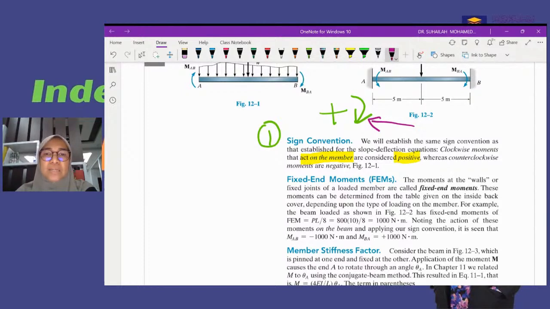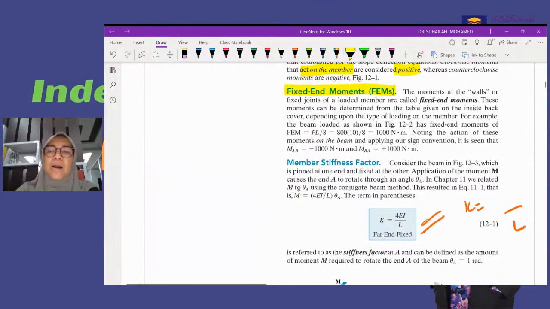We put the sign convention for fixed end moment based on the clockwise positive sign convention. Okay, so fixed end moment. And then we have to understand what we call the member stiffness factor. We need to remember two formulas to calculate the member stiffness factor.